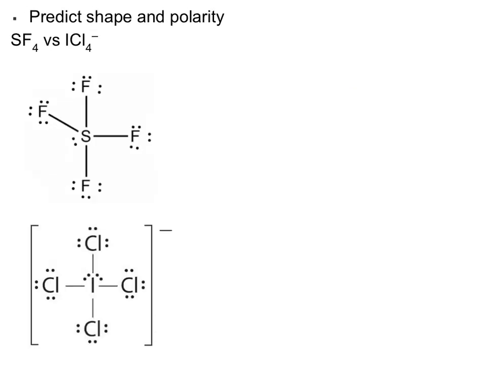Let's look at another example. Here we have SF4 versus ICl4 minus. In the SF4 molecule, we definitely have 4 different bond dipoles.